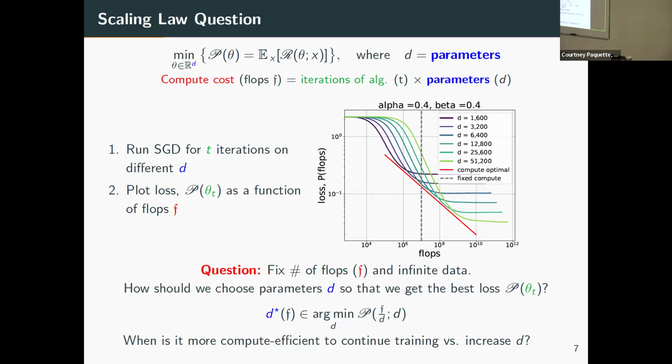Well, if D is very, very small, it's very cheap to run your algorithm. You can run it for a really, really long time. But the issue with D being very small is that you're only minimizing over a very tiny space. So your model doesn't have enough expressivity to solve the problem, and eventually you just level out. And of course, if you're leveling out right here, it's just wasteful in flops to continue running this algorithm. It's stopped moving the loss.